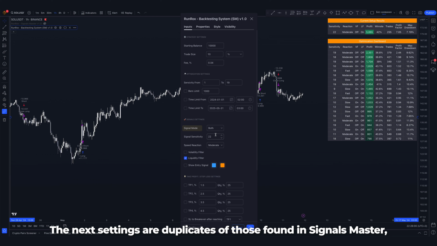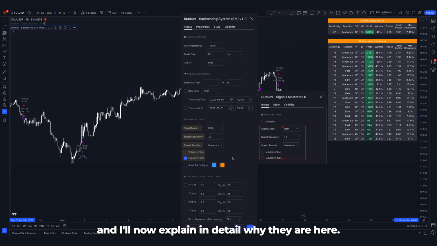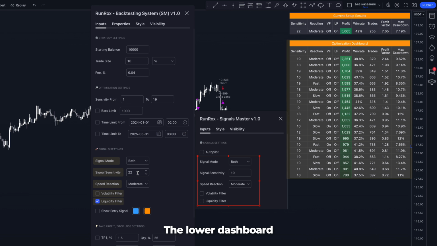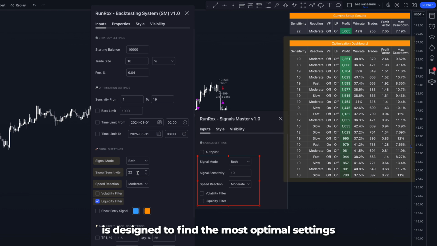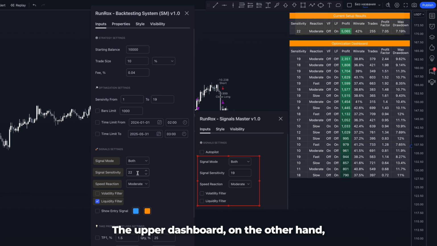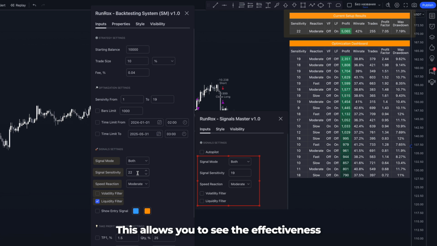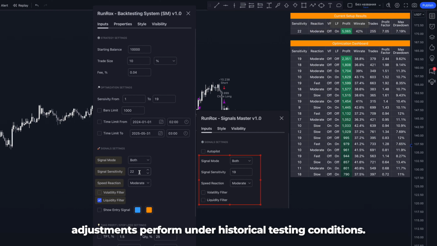The next settings are duplicates of those found in Signals Master, and I'll now explain in detail why they are here. As you can see on the right, we have two dashboards. The lower dashboard is designed to find the most optimal settings from the range of sensitivity values specified in the optimization settings block. The upper dashboard, on the other hand, is intended for testing manual settings that you can enter yourself. This allows you to see the effectiveness of the settings you've inputted here, providing immediate feedback on how these adjustments perform under historical testing conditions.